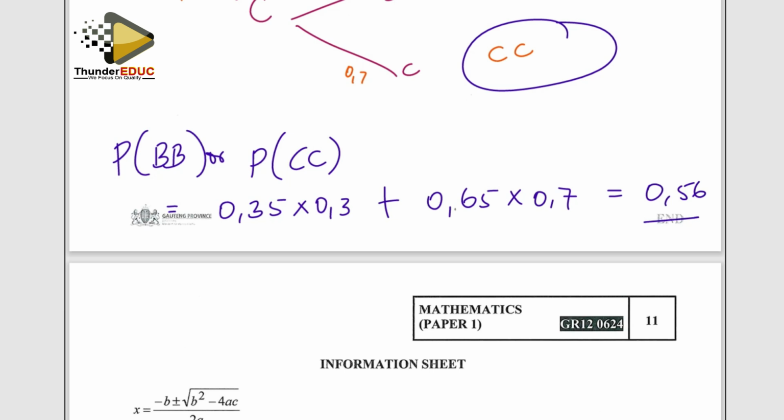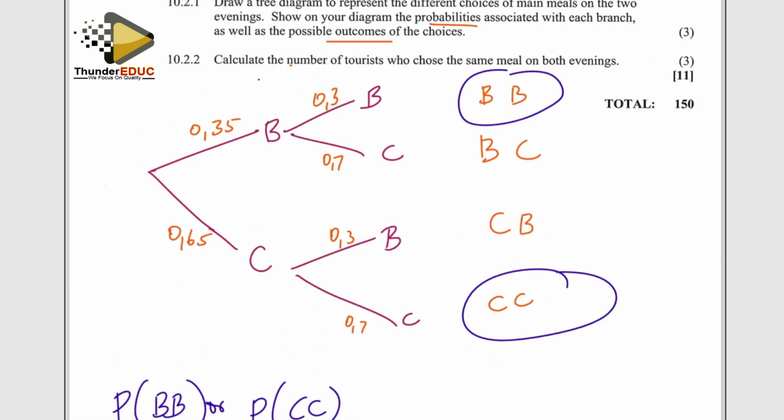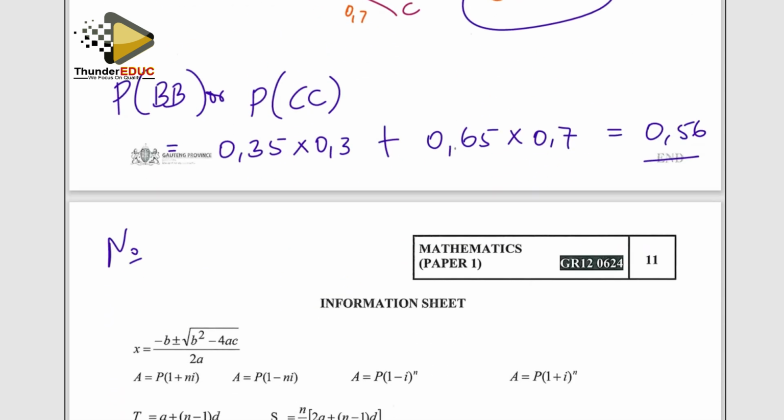Now for me to get the number of tourists that chose the same meal, it's going to be the 0.56 multiplied by 200. Okay, that gives me 112 people. So guys, that is that, and that was the paper.